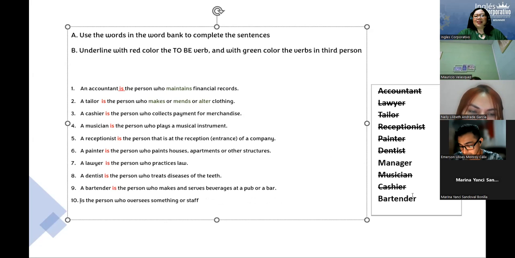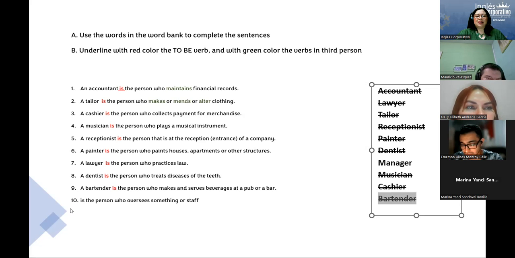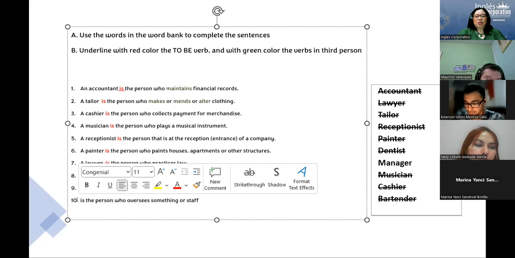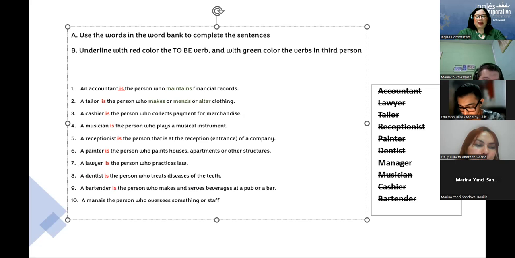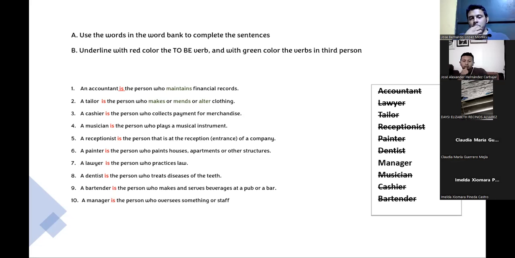Mm-hmm. A manager. Okay, yes, it's a manager. Can you say the complete sentence? A manager is the person who oversees something or staff. There you go. Now, vamos a hacerlo así.